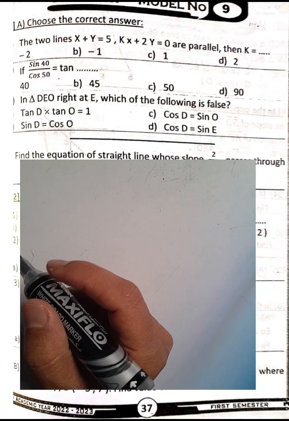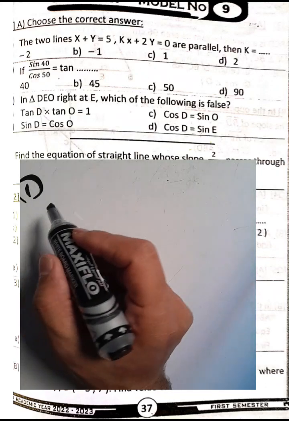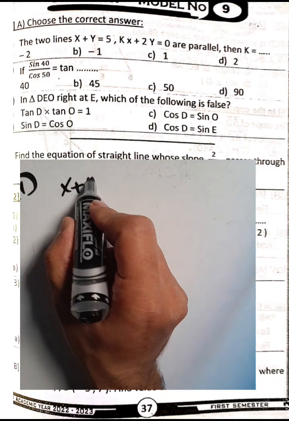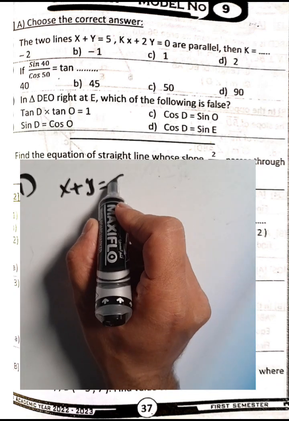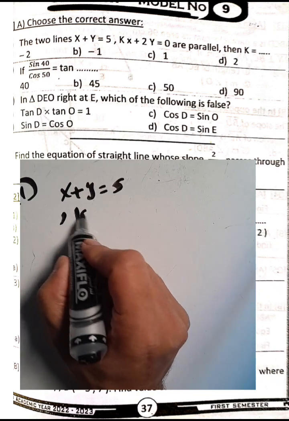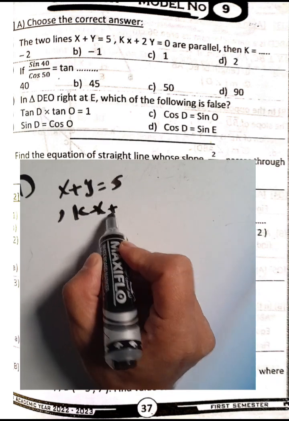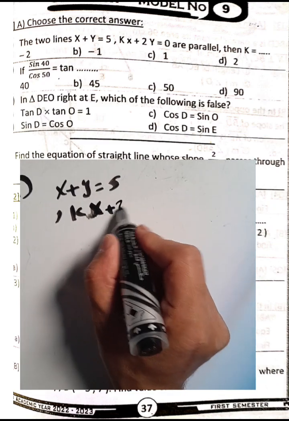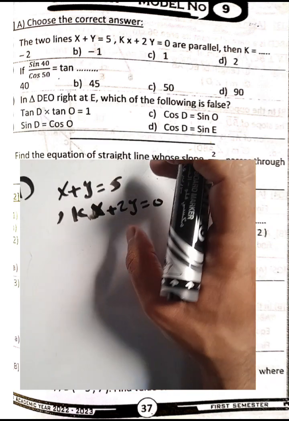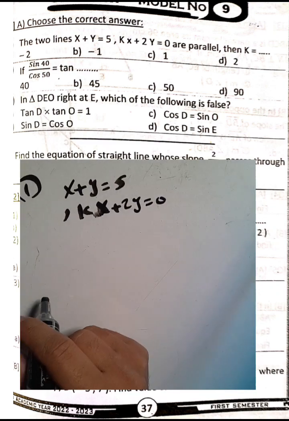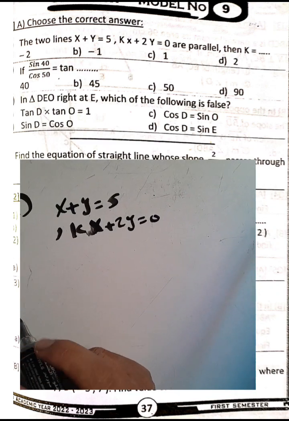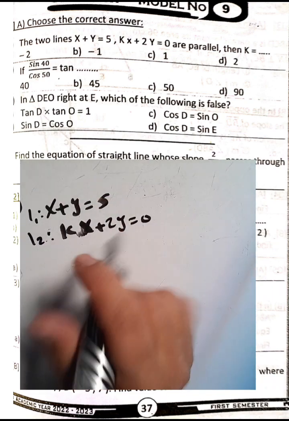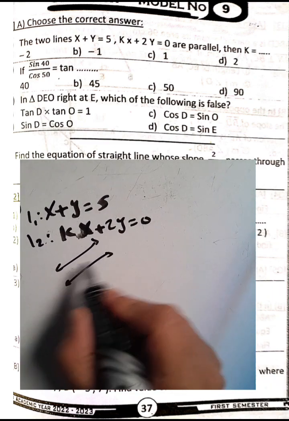Look with me at question number 1. Choose the correct answer. The two lines x plus y equals 5 and kx plus 2y equals 0. We have two straight lines that are parallel. Then k equals? L1 is parallel to L2. Here is L1 and here is L2. Two straight lines that are parallel in the plane.